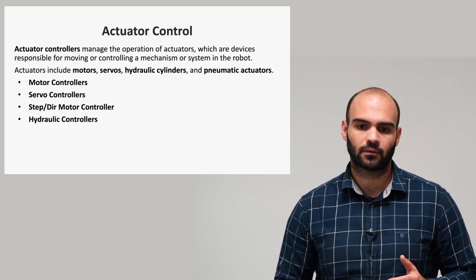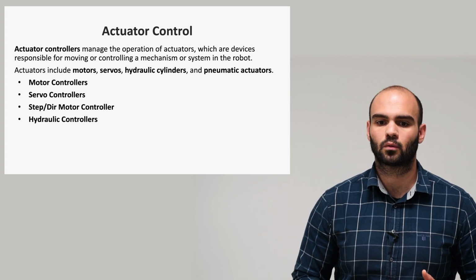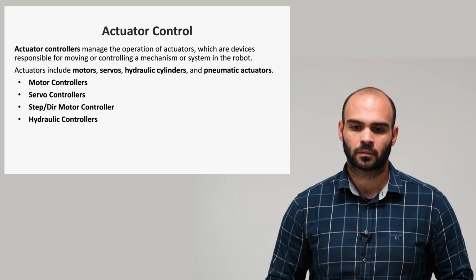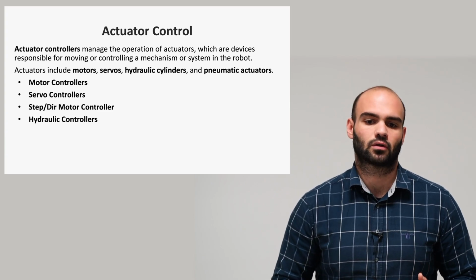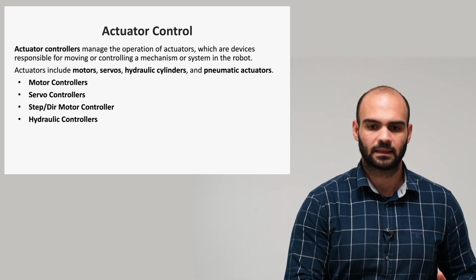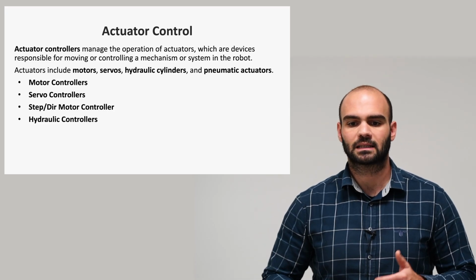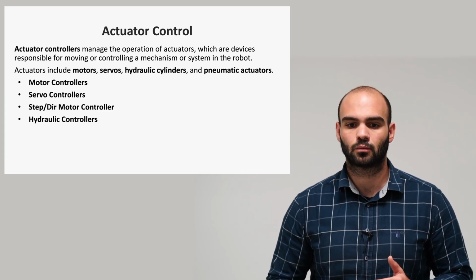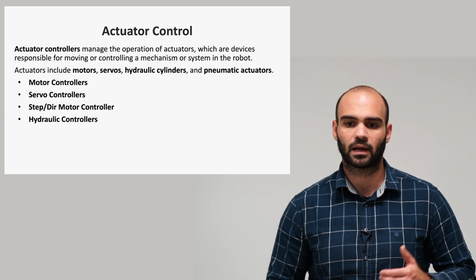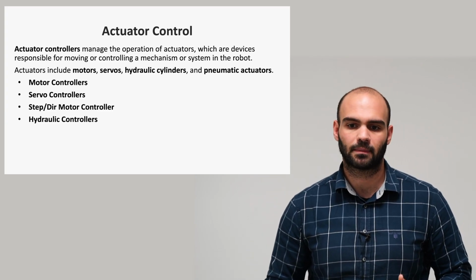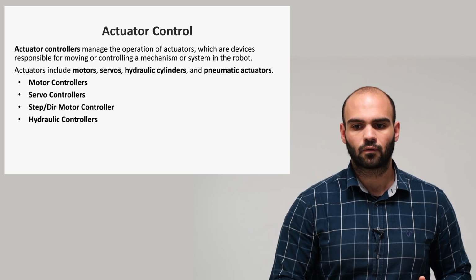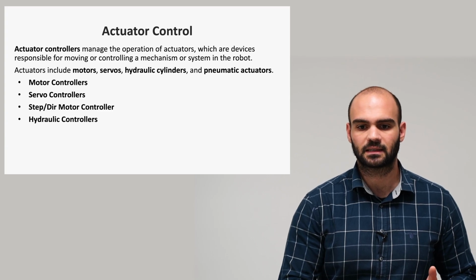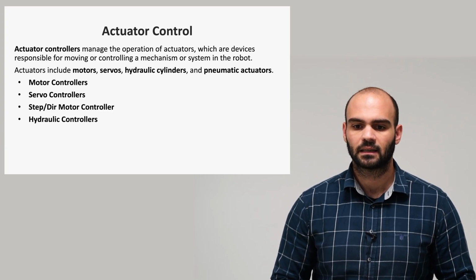Actuators are the components that give robots their ability to move and interact with the physical world. They include motors, servos, hydraulic cylinders, and pneumatic actuators. To manage these devices, we use actuator controllers. Motor controllers regulate speed and direction, while servo controllers handle precise positioning. For stepper motors, step-gear controllers send pulses to move in exact steps. And for heavy-duty systems, hydraulic controllers manage the flow of pressurized fluid to control forceful movements. In short, actuator controllers are the bridge between the robot's control system and its physical actions, turning digital commands into real motion.